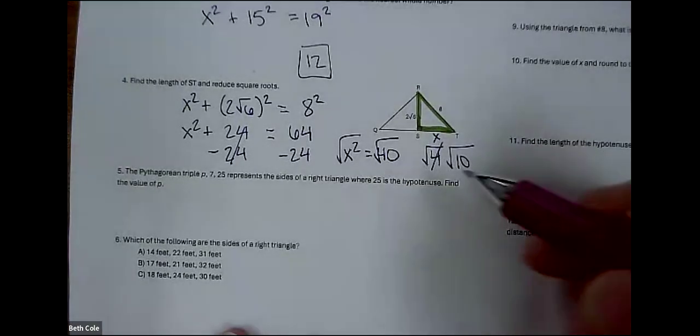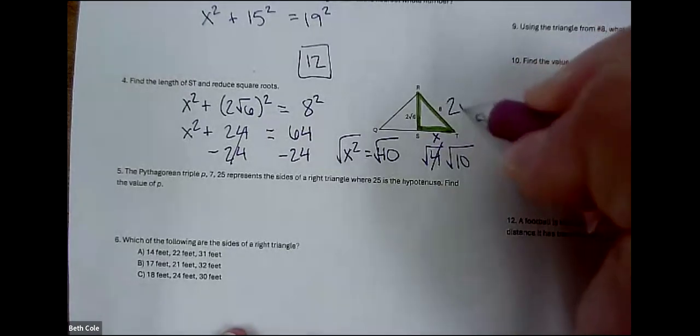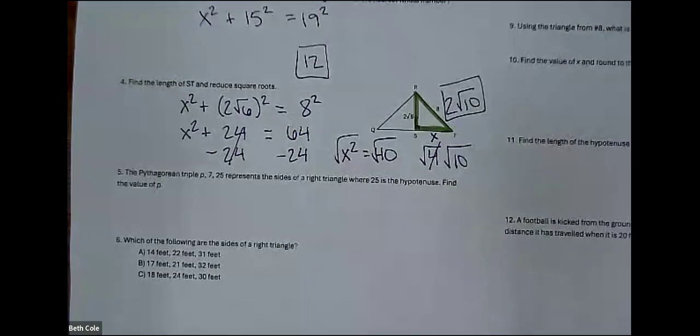I always just scratch them out. Your square root of 4 is 2. So your final answer is 2 square root of 10.